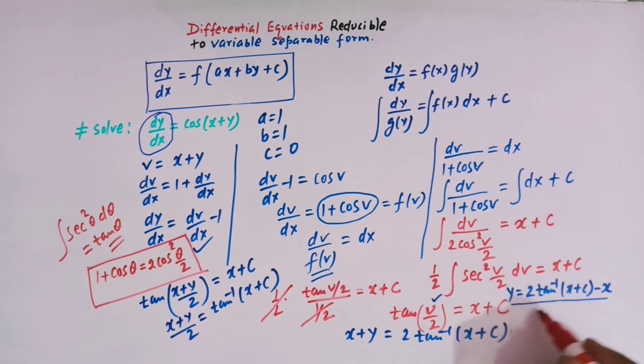We can write this expression as y is equal to a function of x. So y is some function of x. This is how we can solve these types of differential equations, which can be reduced to the variable separable form by making a proper substitution.